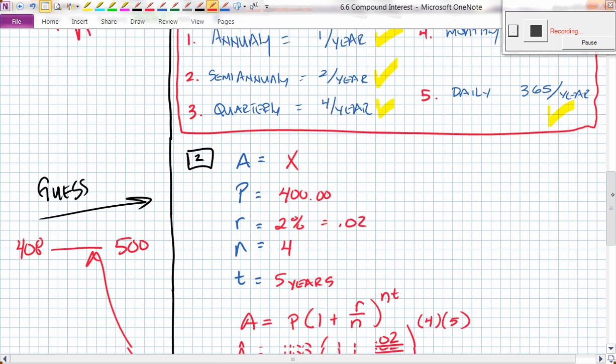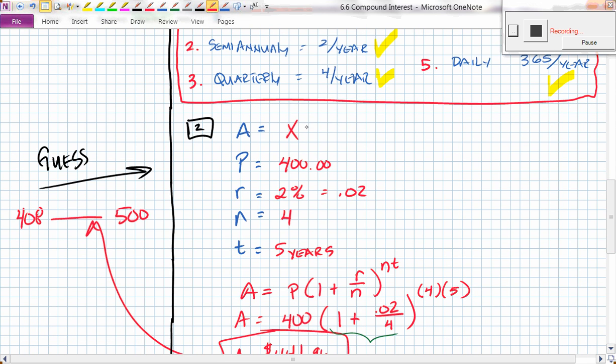Here are 2 examples we're going to start with. We had a principal of $400, a rate of 2%, so 0.02 expressed as a decimal, and it was compounded quarterly, so we used 4 for n. T was 5 years, and we made a guess. Our highest guess in the classroom was $500 and our lowest guess was $408. Remember, we're starting with 400, so it has to be more than 400. So we had a range of 408 to 500, and then we calculated to see how we did.